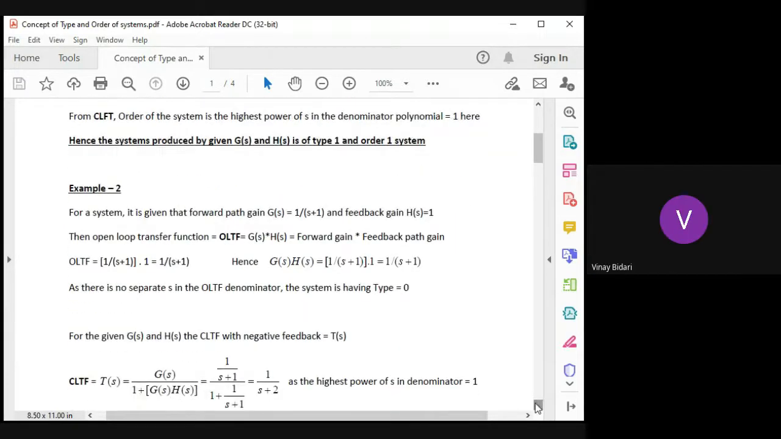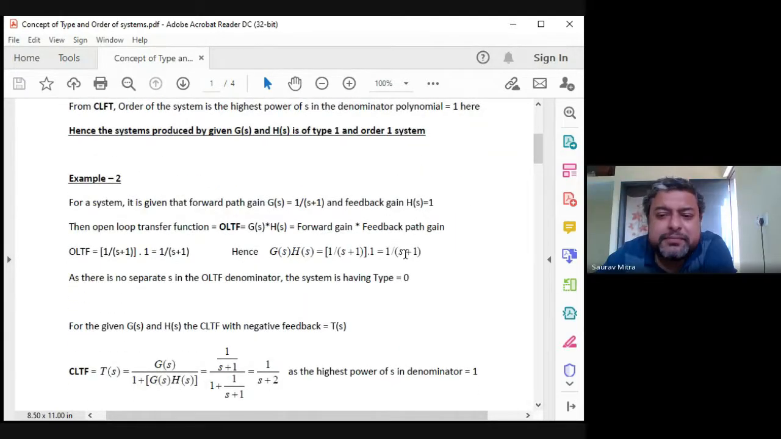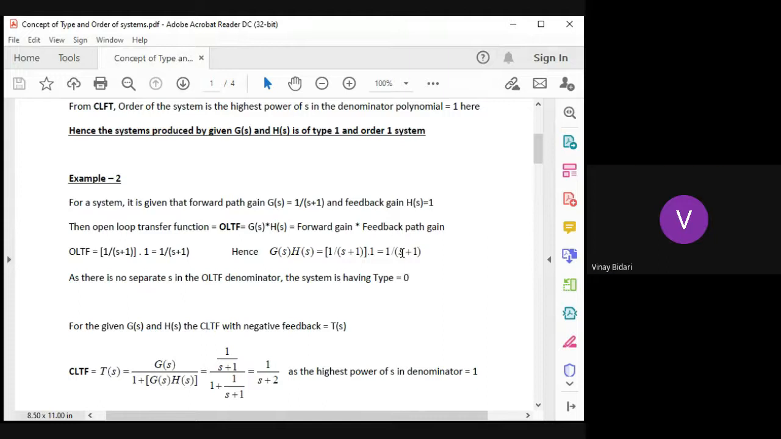Origin, sir. How did it come to the origin, brother? 1 by S plus 1. Just make S plus 1 equal to 0. Whatever is the denominator, set it equal to 0. So S equals what? Where is S situated? Negative part, sir. Minus 1.